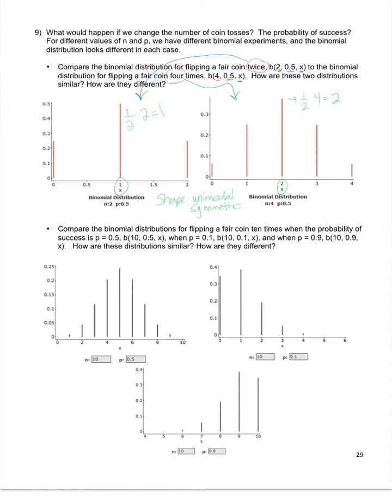All right, our second example, we're going to compare the binomial distributions for flipping a fair coin 10 times when the probability of success is 0.5 and when the probability of success is 0.1, so we don't have a fair coin in that case, it's weighted, and also when the probability of success is 0.9. So again, we want to look at how are these distributions similar and how are they different. So keep in mind before you get started that this is the binomial distribution when the probability of success is 0.5. This is the binomial distribution when the probability of success is 0.1. And down here, this is the binomial distribution when the probability of success is 0.9.